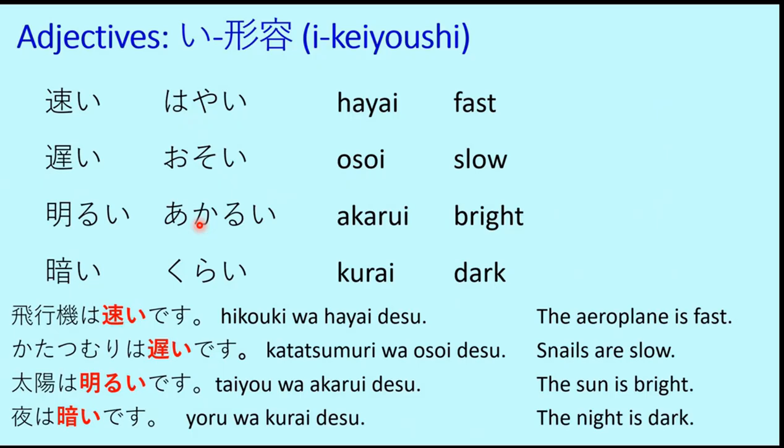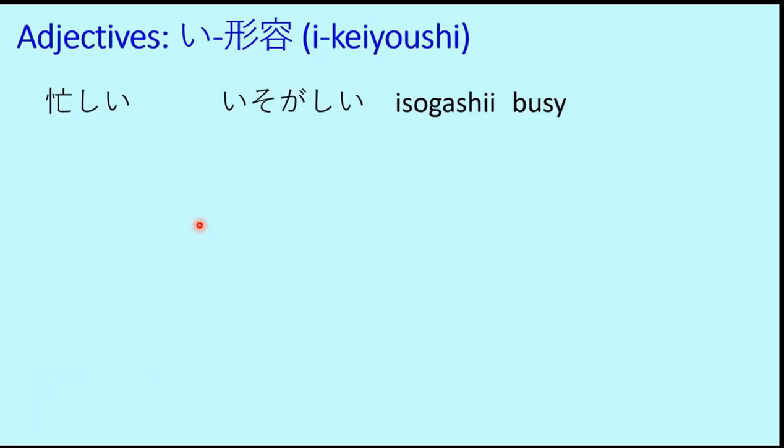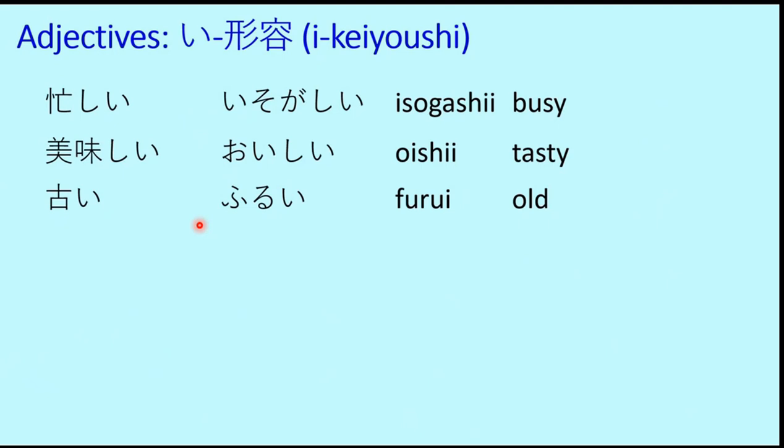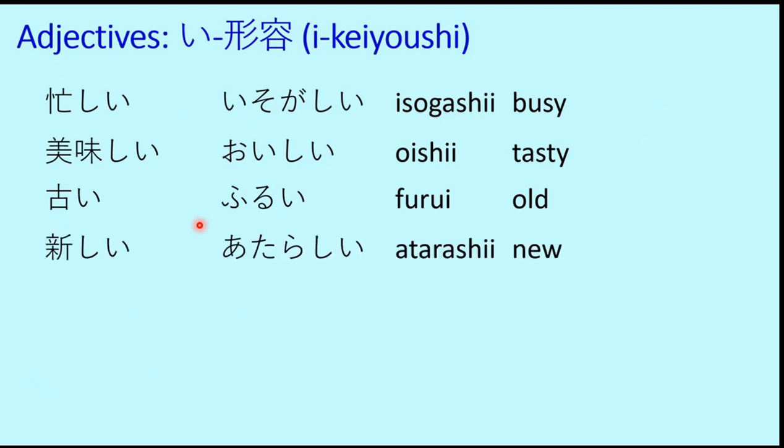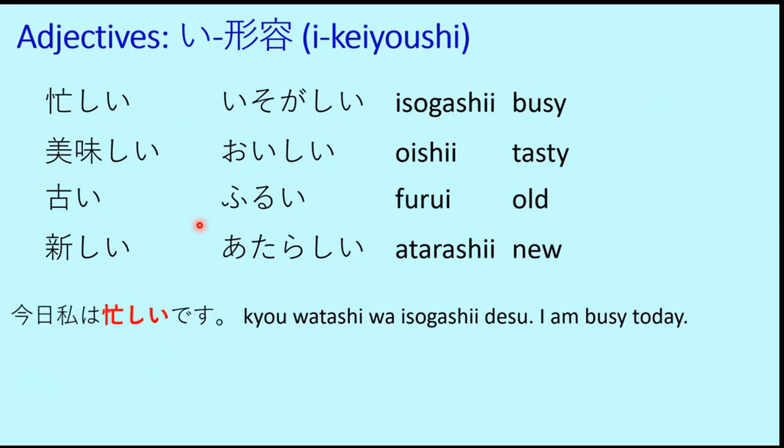So in this chapter, your vocabulary is also getting enriched, both nouns as well as adjectives. Isogashi means busy. Oishi means tasty. Furui is old and atarashi is new. Let's look at some examples. Kyo watashi wa isogashi desu. I am busy today.